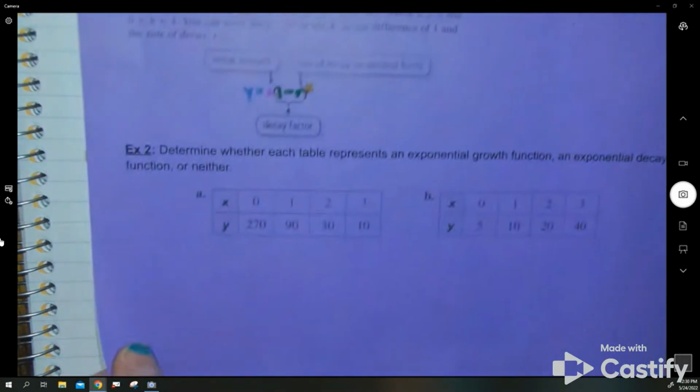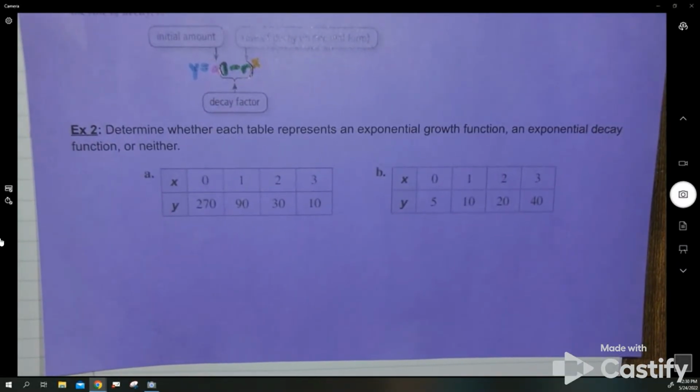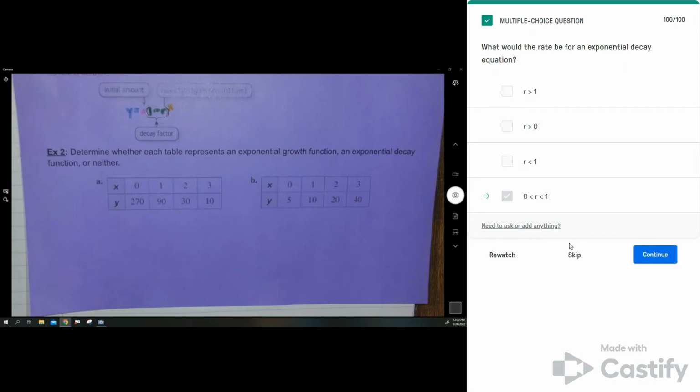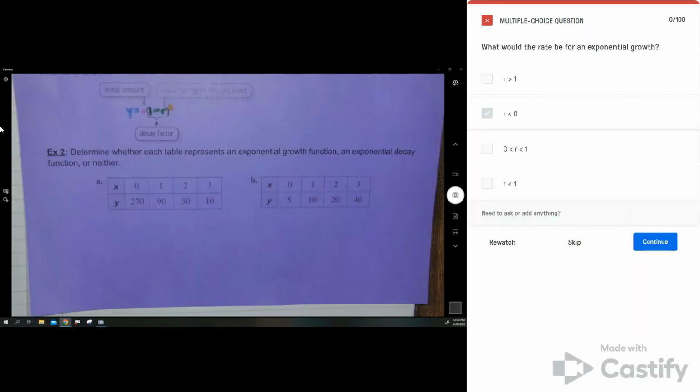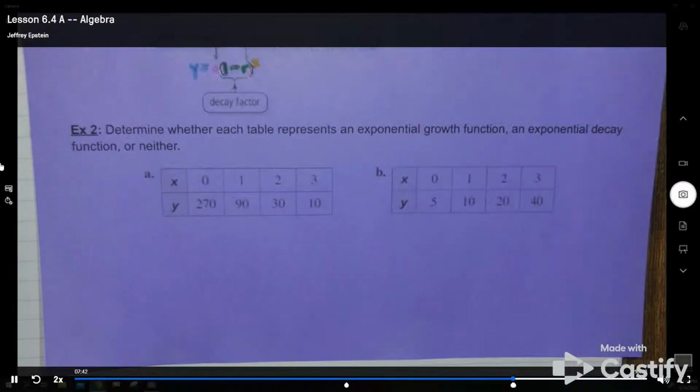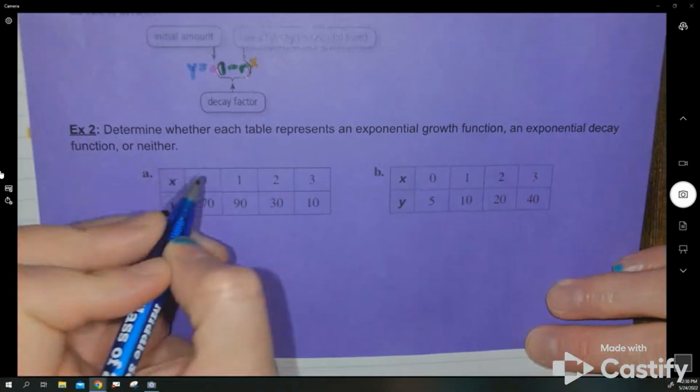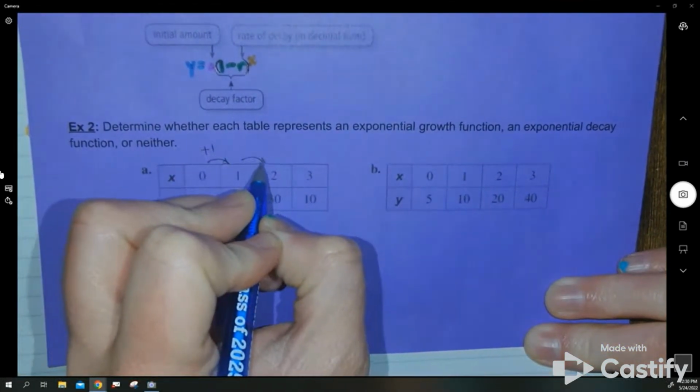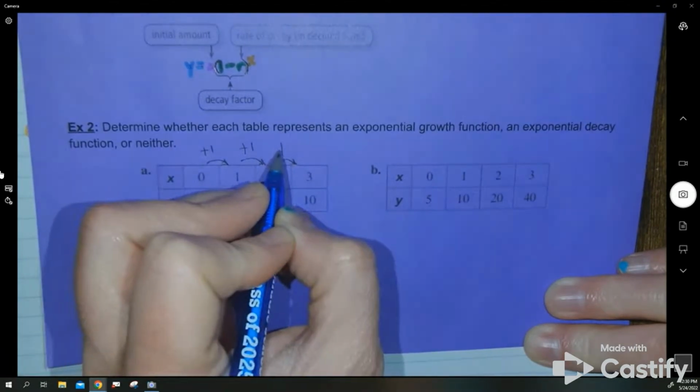So we're going to look at these two tables down here in example 2, and we need to decide if it is exponential growth, exponential decay, or if it's neither of these things. As I look at it, I'm going from 0 to 1, increasing plus 1. 1 to 2 is plus 1. 2 to 3 is plus 1.